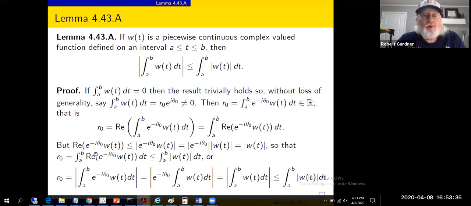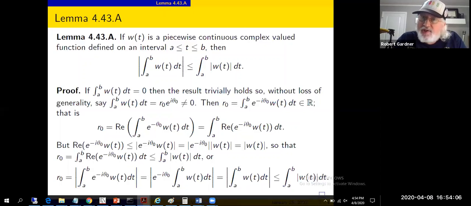That complex number we're choosing here is e to the negative i theta sub 0 times w of t. It's the integrand over here. So the real part of this is less than or equal to the modulus of this complex number. The modulus of a product is the product of the moduli, by properties of moduli from way back when. The modulus of an e to the negative i theta sub 0 type thing is 1. This is a point on the unit circle.